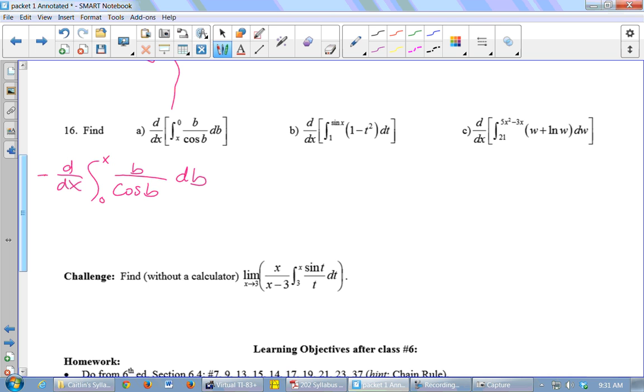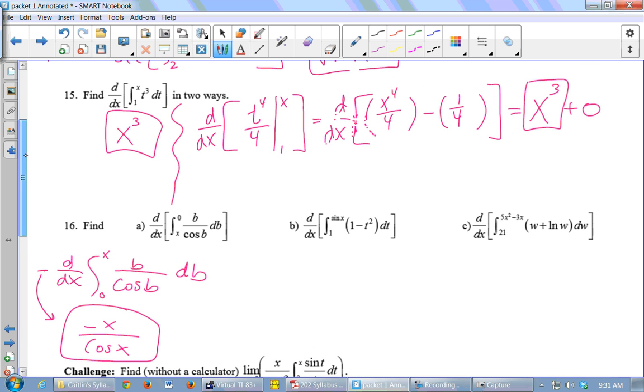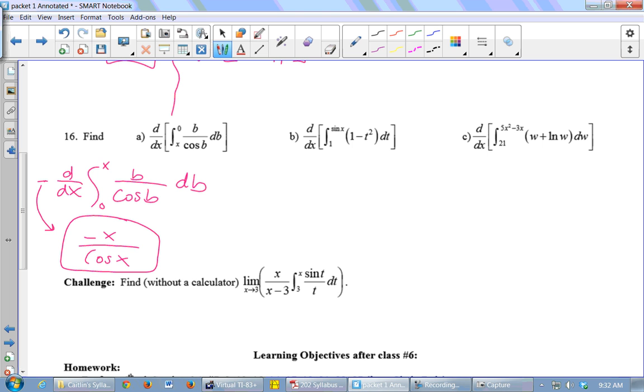So this says take the derivative of the antiderivative of this function. Yeah, negative x over cosine x. Yep. The negative from there. Right. So applying FTC2 can be pretty easy. And actually doing the work out like I did here just to justify my answer isn't always possible, right? This is only possible if you can find a nice formula for the antiderivative. And b over cosine b is a tricky one.